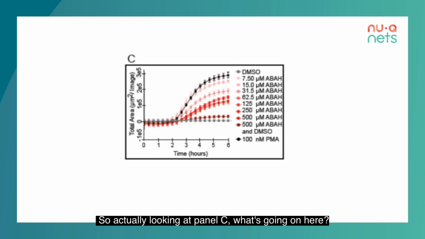So actually, looking at panel C, what's going on here? We've stimulated the cells with the maximum dose of PMA, and then we're trying to block NET release using increasing concentrations of this molecule, ABAH. As you can see, the higher the concentration of ABAH, the more you can block the stimulus from PMA. So you can manipulate, you can attenuate, you can reduce NET release.